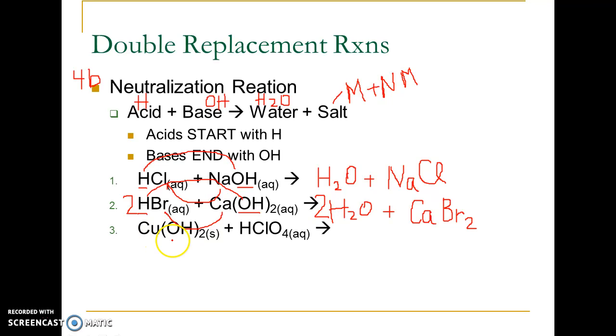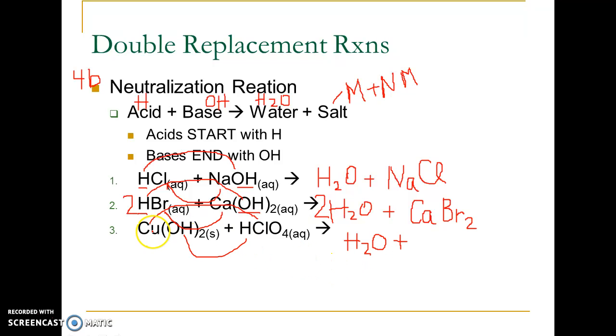Here I have copper hydroxide plus, I'm thinking that this is perchloric acid. Yes, it is. All right. I'm going to use my trick here where I'm going to do my outsides together and my insides together. I have the HOH, which is water, so I have H2O. I know that I'm going really fast in this video, guys, but remember that you can pause it if you need to and rewind it. And you can always send me an email with your questions.